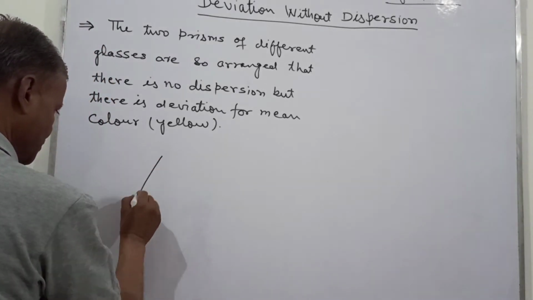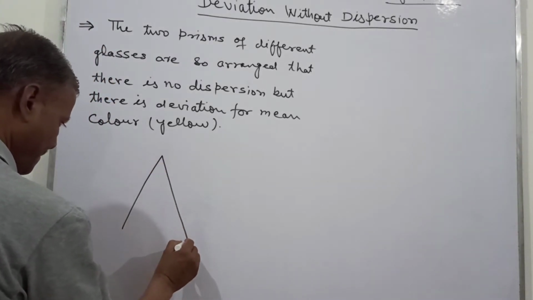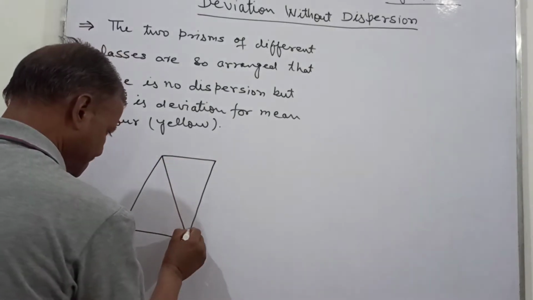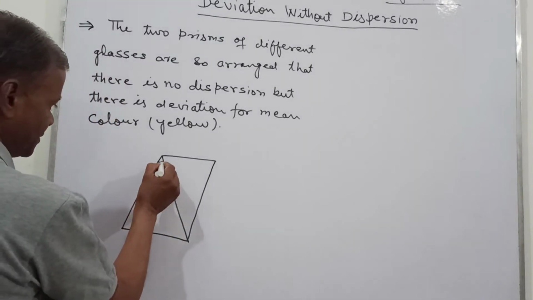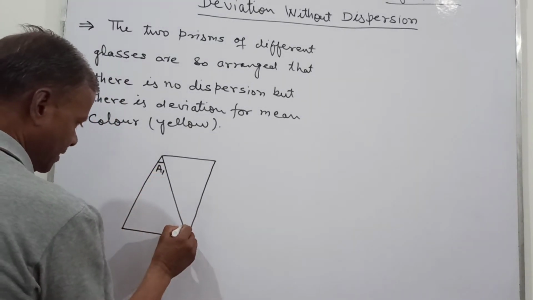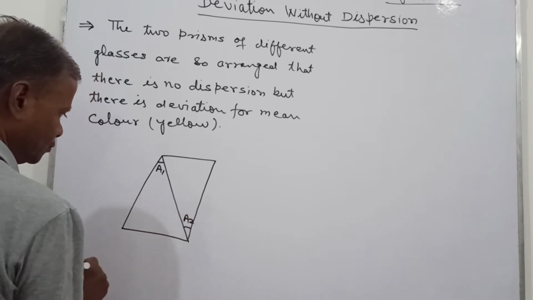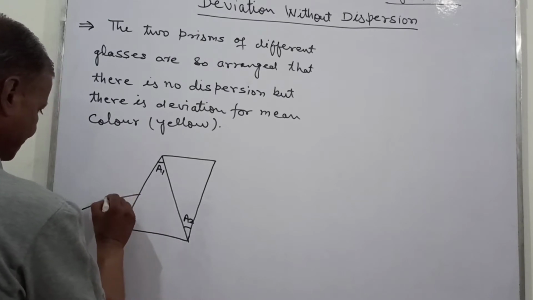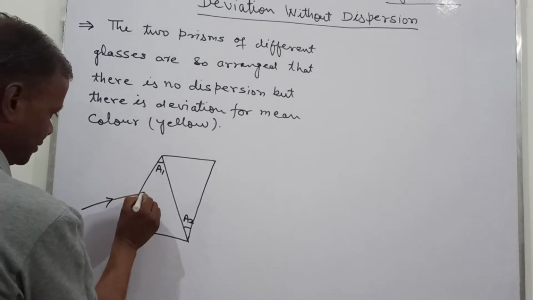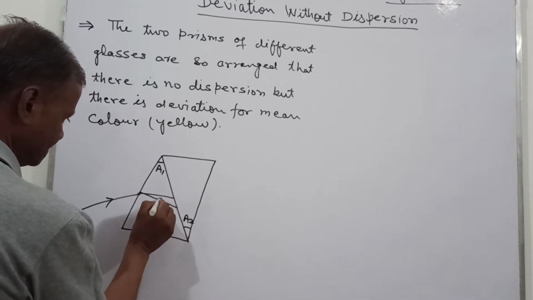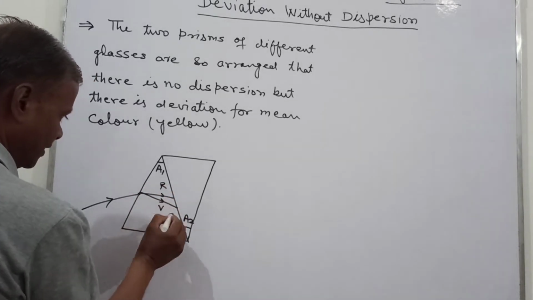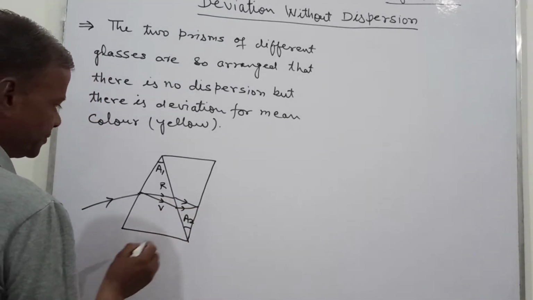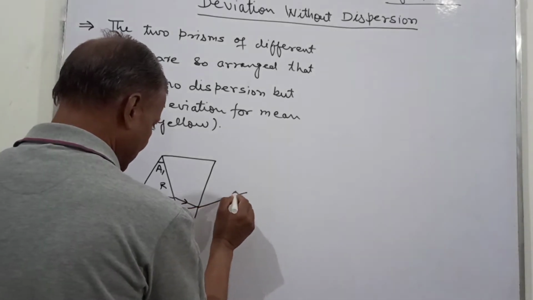Suppose we are having a prism. This is another prism. These are the two prisms. Its angle is A1 and this angle is A2. This is the incident ray. It splits into the two colors, red and violet. They are combined by the second prism, and then the light ray goes like this.